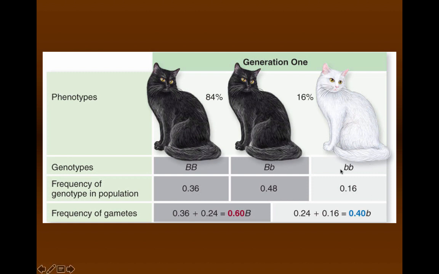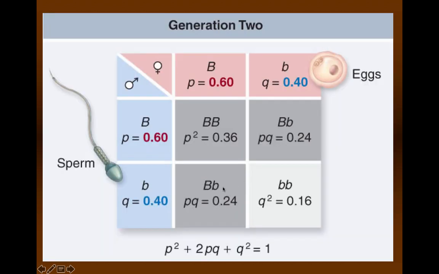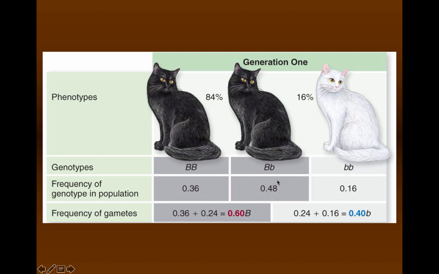Now, what you might be wondering is, why do we do half of this value here? Well, if we look at the genotype here, these cats have both a big B and a little b. So for this 48%, 24% of the genotype goes the big B way, and 24% goes the little b way and goes over here.